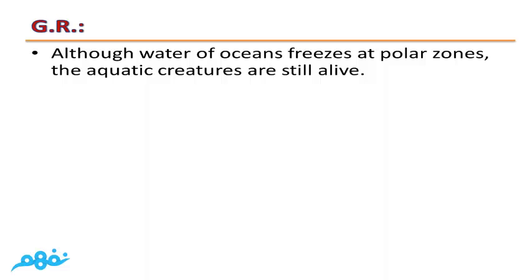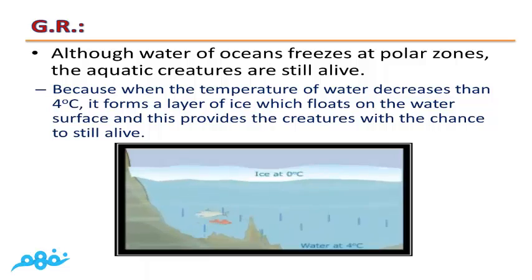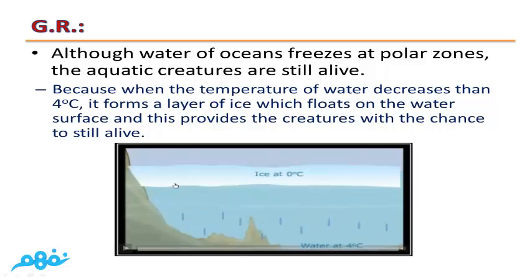Give reason 4. Although water of oceans freezes at polar zones, the aquatic creatures are still alive. This is because when the temperature of water decreases than 4 degrees Celsius, it forms a layer of ice, which floats on the water surface. And this provides the creatures with the chance to stay alive. As you can see, a layer of ice is formed, which protects the living organisms from this extreme cold weather.